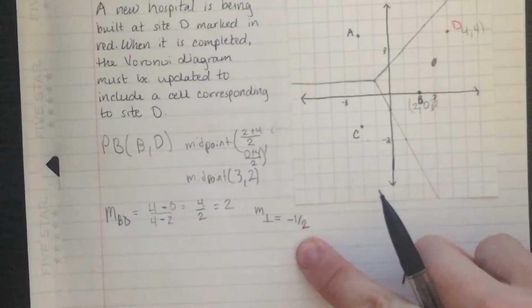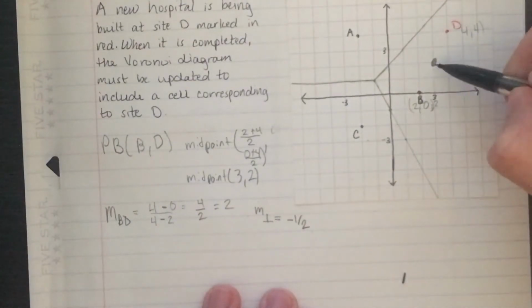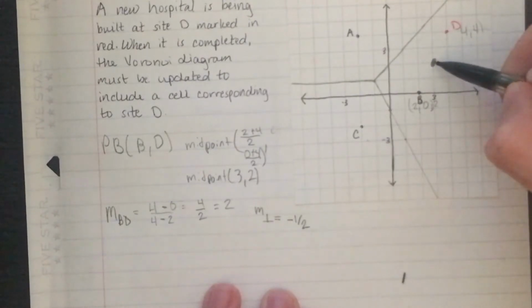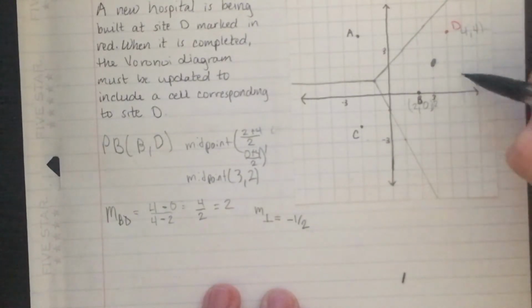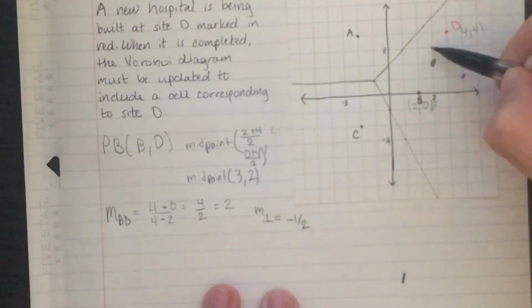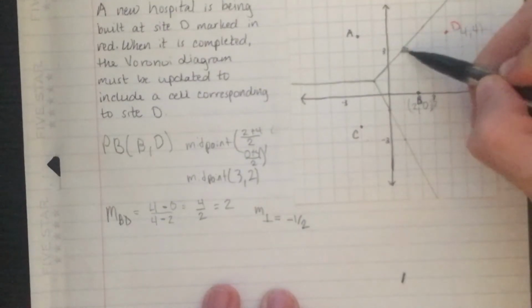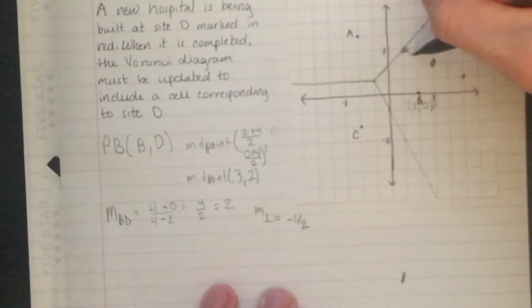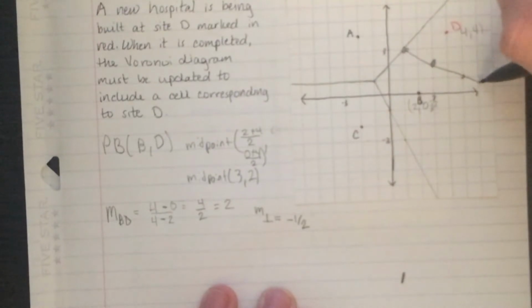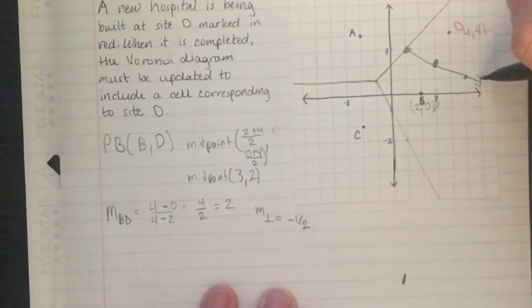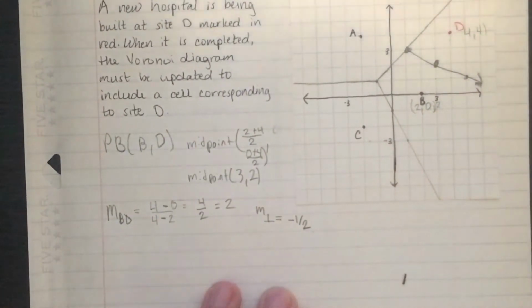So now that we know that's negative 1/2, we can go to our midpoint that we just drew, and we can say, okay, we're going to go down 1, right 2, up 1, right 2. And we can draw that Voronoi edge. It's going to keep going in that direction.